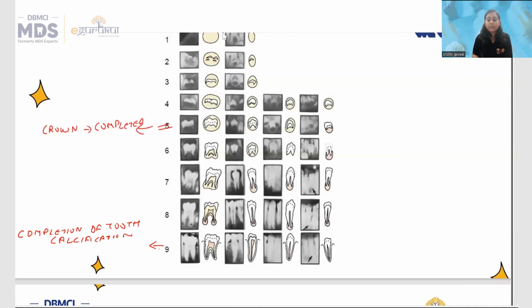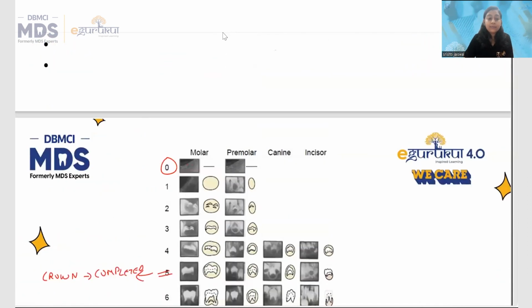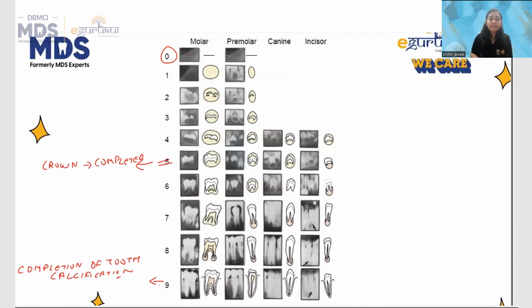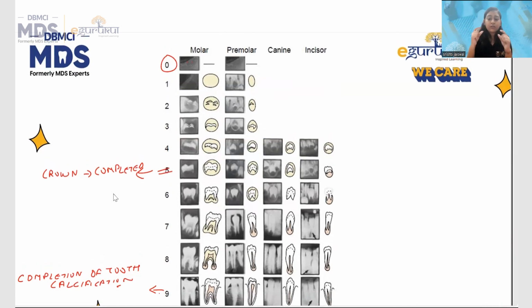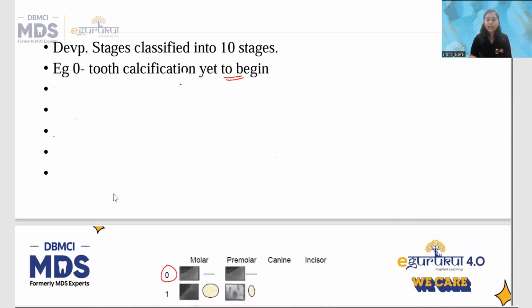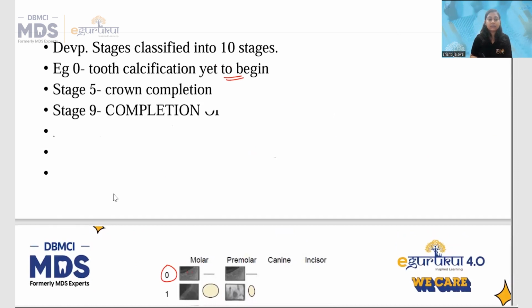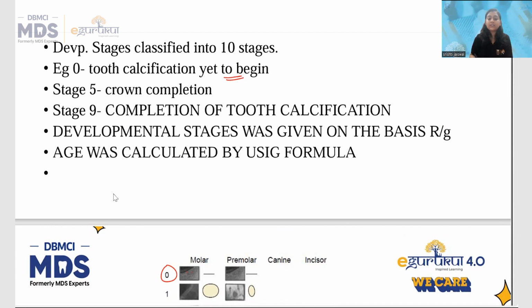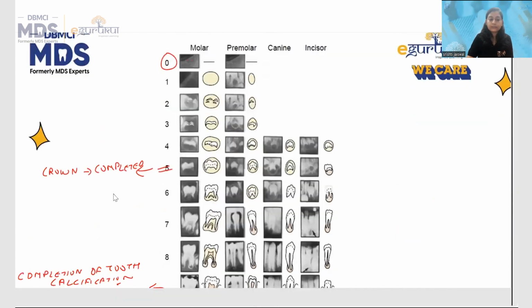Now this is an important point here, that in Demirjian's method he uses the radiographic method. Based on the different developmental stages, he assigned a different score for each tooth, and a formula was used to calculate the age. Stage 5, crown completion. Stage 9, completion of the tooth calcification. Developmental stages were based on the radiographic assessment, and age was calculated by using some formula.